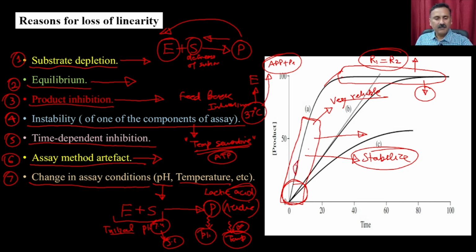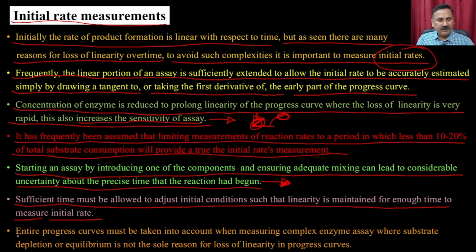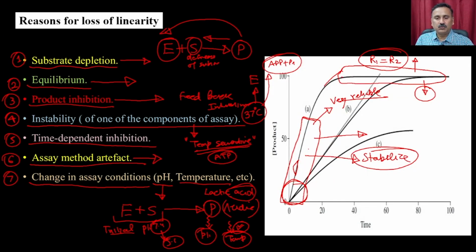Okay. And then the entire progress curve must be taken into account when measuring complex enzyme assays, where substrate depletion and equilibrium are not the sole reason for the loss of linearity in the progress curve. Now, you can see that even if you are doing the measurement on the initial curve, there are many issues related to the initial measurement as well.